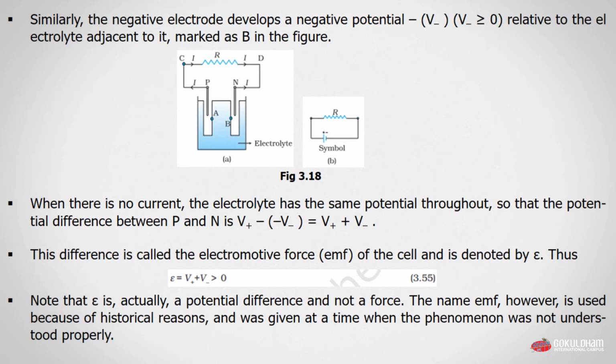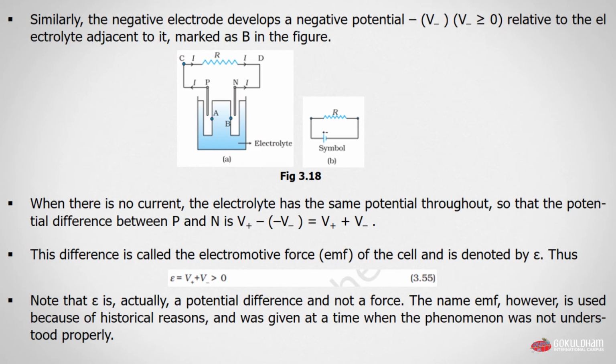When there is no current, the electrolyte has the same potential throughout the circuit, so the potential difference between P and N is V plus minus minus V minus, which equals V plus plus V minus. This difference is called the electromotive force, EMF, of the cell, and it is denoted by the symbol epsilon. Thus epsilon equals V plus plus V minus, which is greater than 0, which is our equation 3.55.